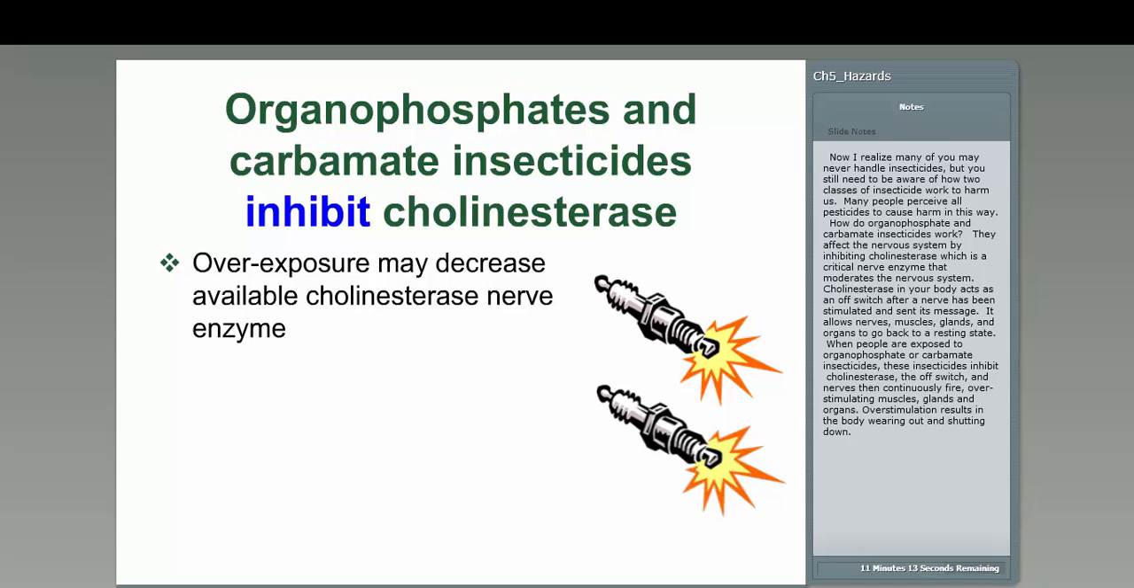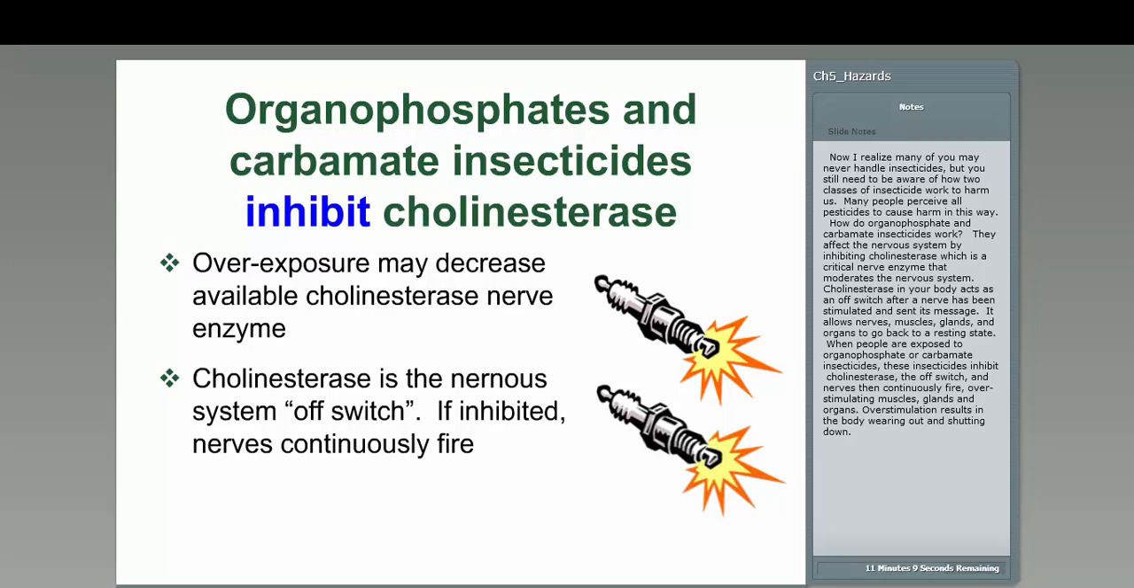Cholinesterase in your body acts as an off switch after a nerve has been stimulated and sent its message. It allows nerves, muscles, glands, and organs to go back to a resting state. When people are exposed to organophosphate or carbamate insecticides, these insecticides inhibit cholinesterase, the off switch, and nerves then continuously fire, overstimulating muscles, glands, and organs. Overstimulation results in the body wearing out and shutting down.